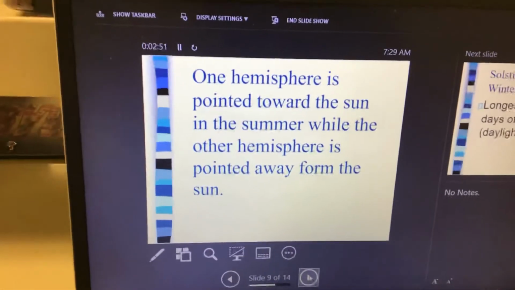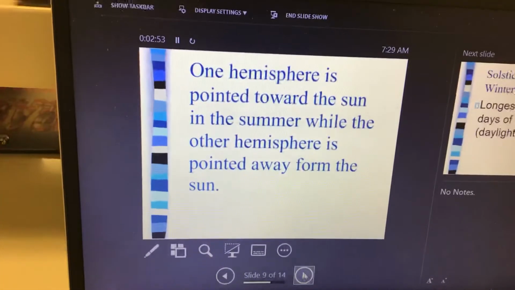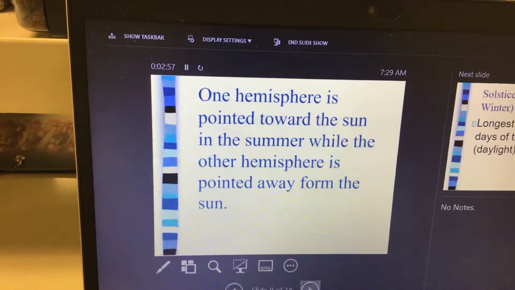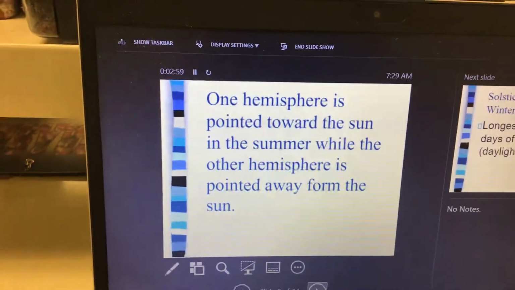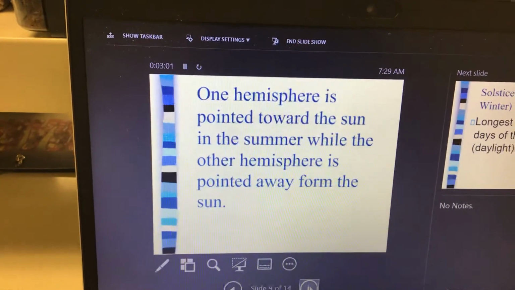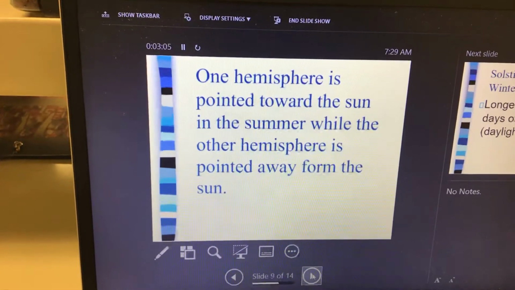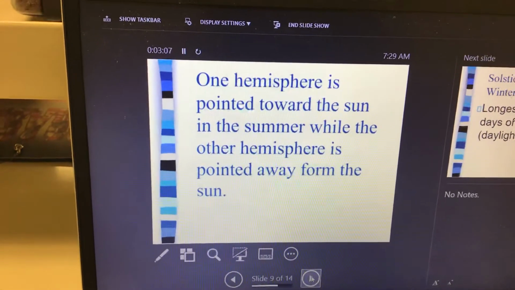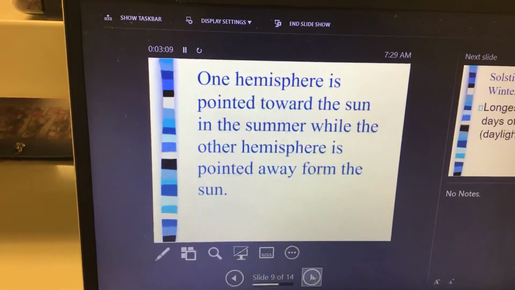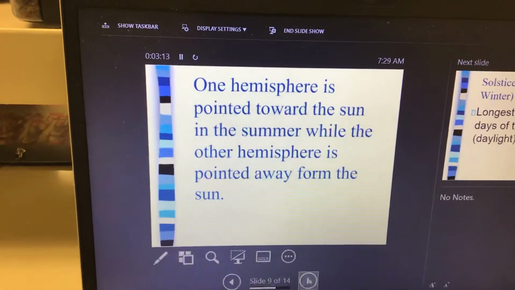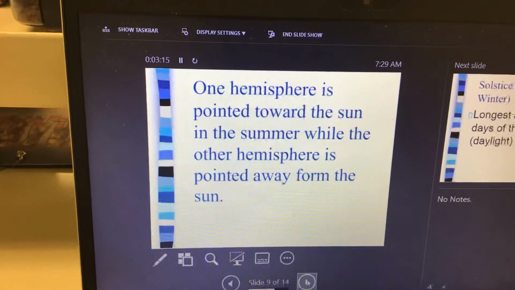I would put this down. One hemisphere, so hemisphere would be like the equator, and above would be the northern hemisphere. Below the equator would be the southern hemisphere. So basically half of our globe. One hemisphere is pointed toward the sun in the summer, while the other hemisphere is pointed away from the sun. So we're going to tilt to and from the sun.